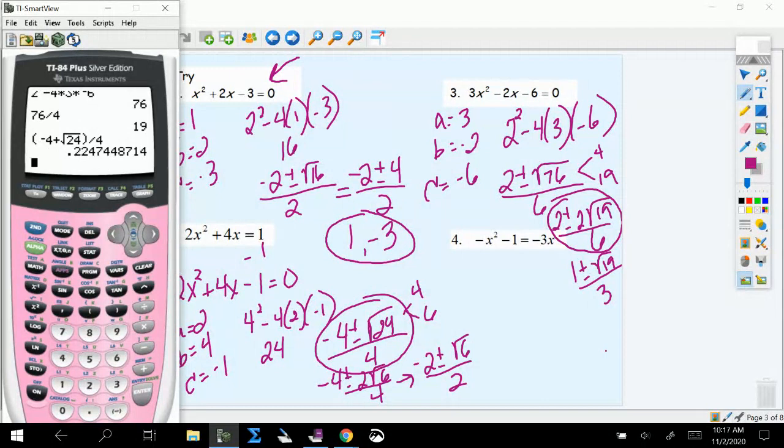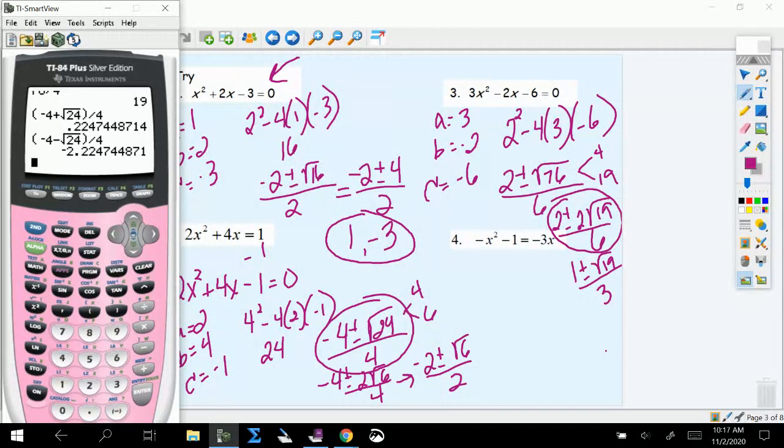One of your answers is 0.22. And then if I go second and enter, I can change that plus sign to a minus sign, and I can get my other answer of -2.22. So it really just depends on what they're looking for: if they want rational answers, simplified answers, versus decimal answers.